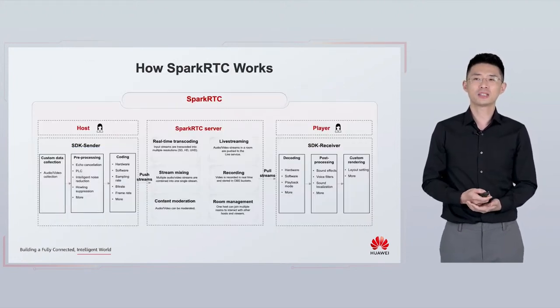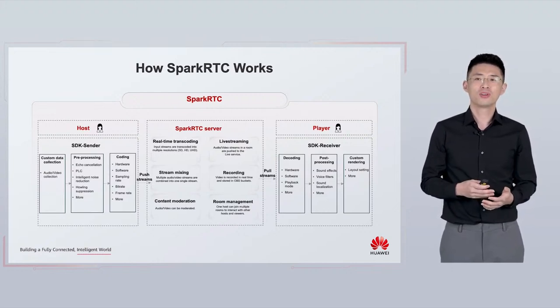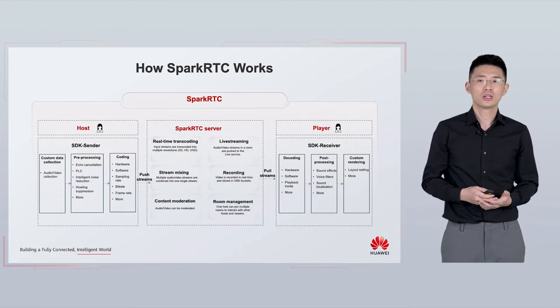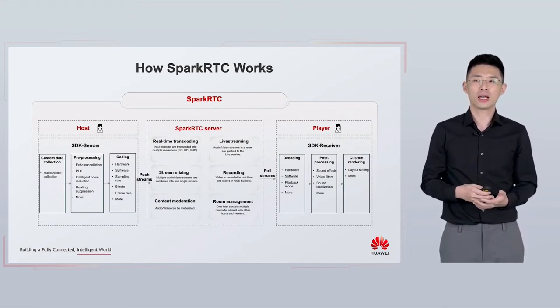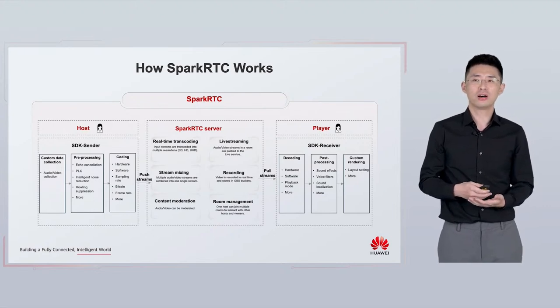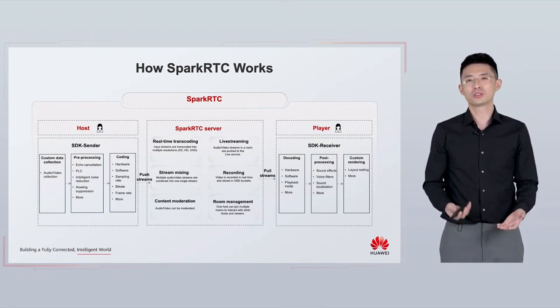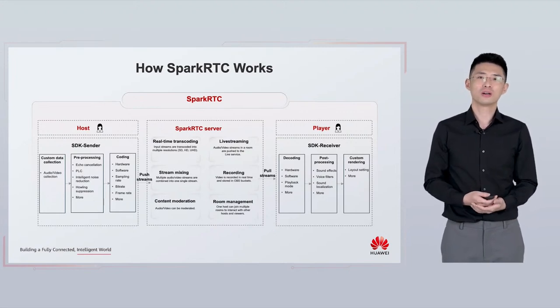Here we show the Spark HDC architecture diagram to show how Spark HDC works. Basically, it consists of two parts. First is the client part, second is the server part. For the client part, we have the sender side and the receiver side, which enable pre-processing, coding and decoding, and post-processing with our SDKs. We also have the server side, which enables many features like real-time transmission, recording, snapshot, and stream mixing. With all these features, you can enable new scenarios.